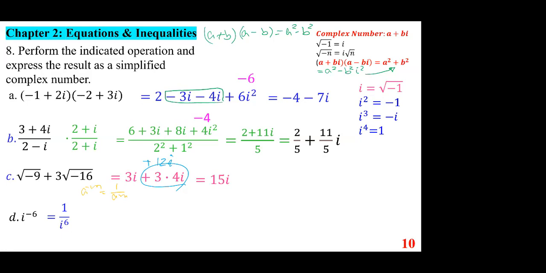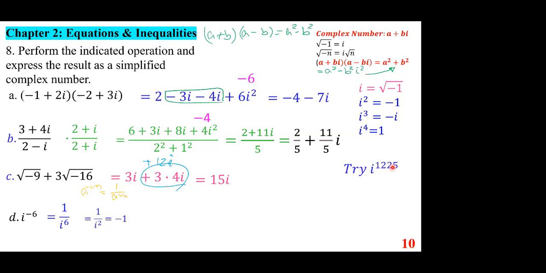Now, here's what I want you to pay attention to. Anytime the exponent is larger than 4, divide the number by 4, and just keep the remainder. So if I divide 6 by 4, the answer is 1 with the remainder 2. Divide by 4, keep the remainder. 1 over i squared is -1, 1 over -1 is -1. See how that works? I'm going to show you another simple example.